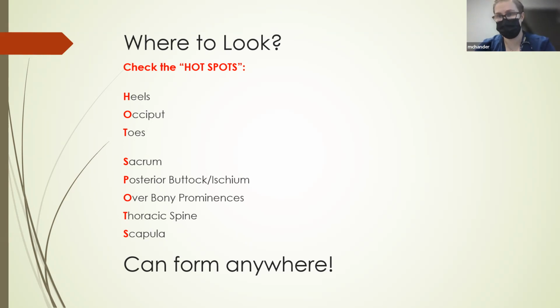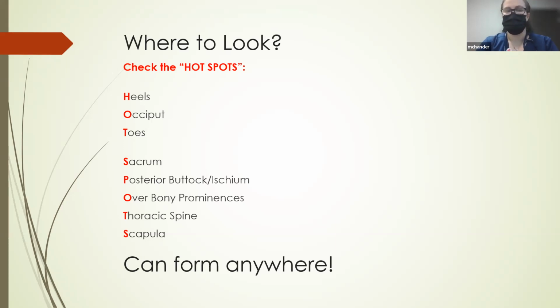Sacrum, that is a fancy way of saying the tailbone. Posterior buttock/ischium, that's kind of like the back of your buttock towards the hip bone. Over bony prominences, we talked about that a little bit. Anywhere where you've got a particularly bony area. Sometimes we see them on the knees, the elbows, anywhere where you have a bony prominence that's hitting a place of pressure.